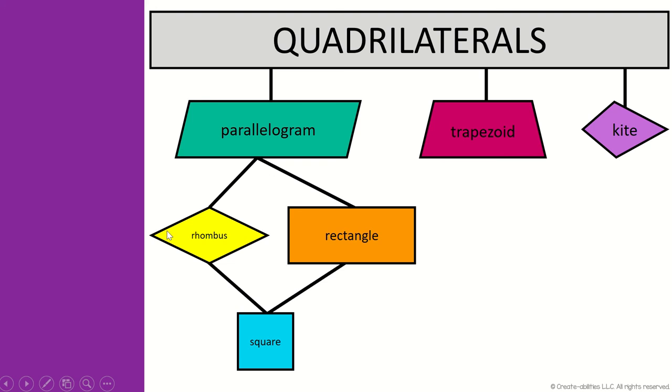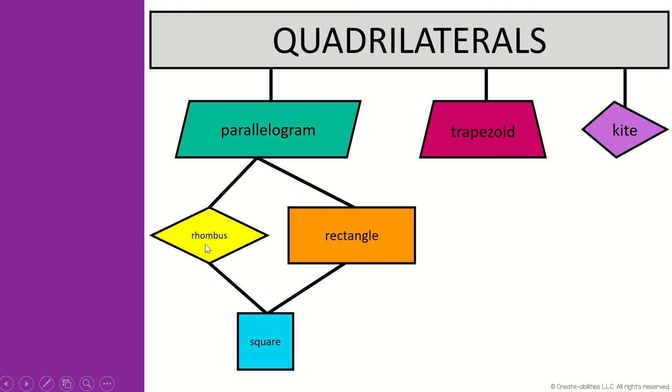Opposite sides are parallel. Then over here you have a trapezoid and a kite. So if you notice also on this page, a square can be a rectangle and a square can be a rhombus, because the definition of a rectangle is opposite sides are equal and parallel and 90-degree angles. A square has opposite sides that are parallel and 90-degree angles. So it fits the description of a rectangle. So a square can be a rectangle, but a rectangle cannot be a square, because a square has to have 4 equal sides and a rectangle does not.